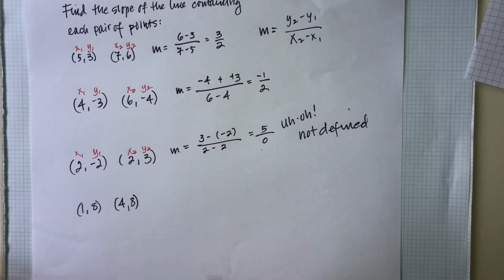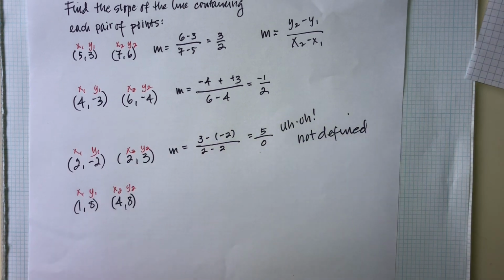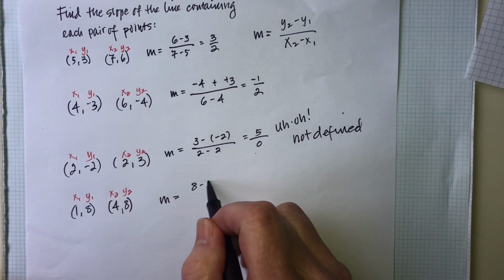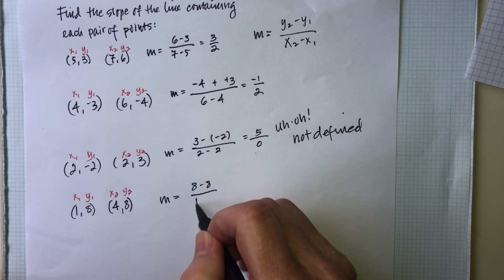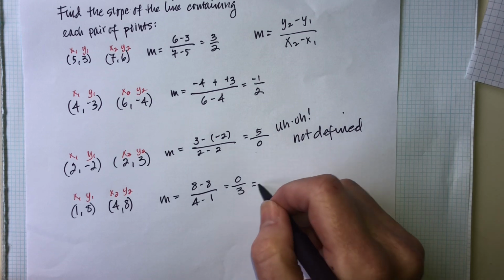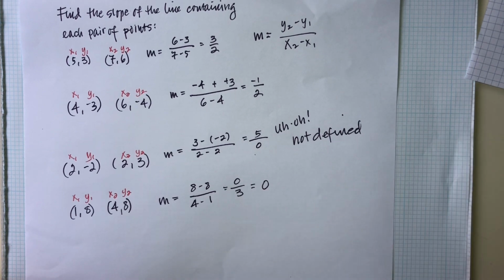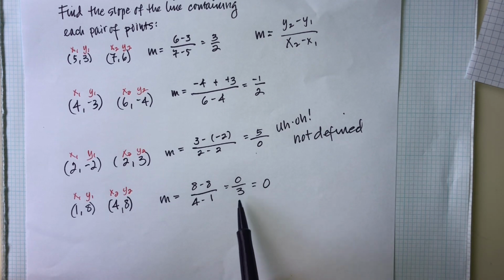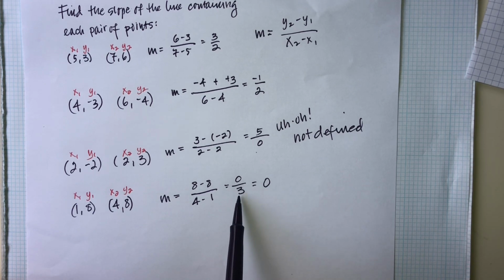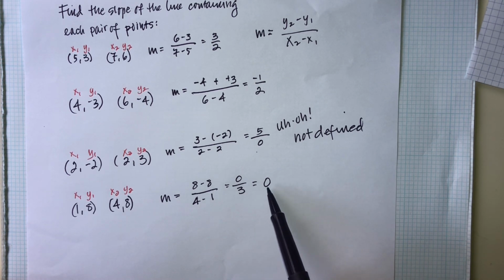All right, for our last case, x1, y1, x2, y2. So here we have M equals y2 minus y1, 8 minus 8, over x2 minus x1, 4 minus 1. So we get 0 over 3. Now, in this case, the slope is just 0, because 0 divided by anything other than 0 is just 0. Like, we don't even allow 0 to be divided by 0. That's also not defined, but 0 over any other number is just 0. So be clear about the distinction between this case, okay?